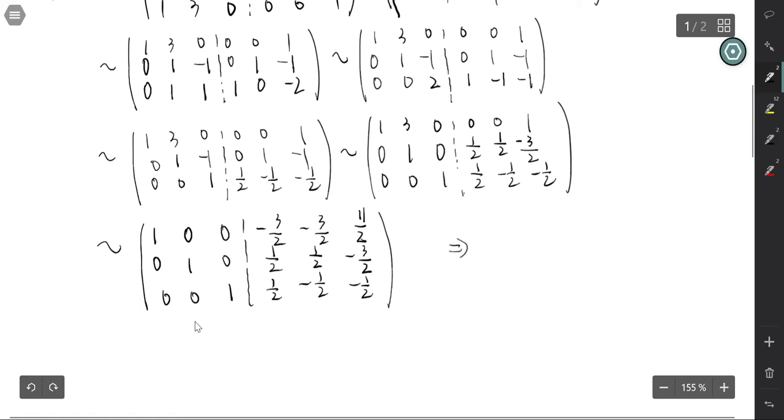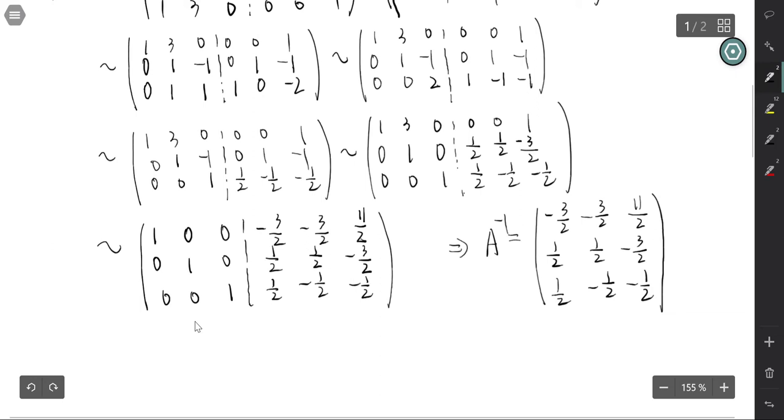So we got the inverse of A is negative 3 over 2, negative 3 over 2, 11 over 2. That's 1 half. That's 1 half. Negative 3 over 2, 1 half. Negative 1 half. Negative 1 half.